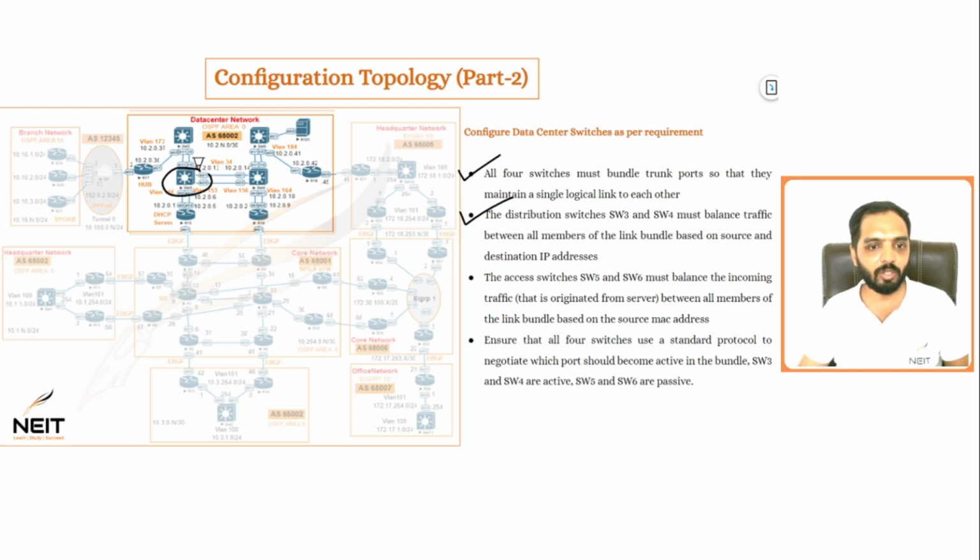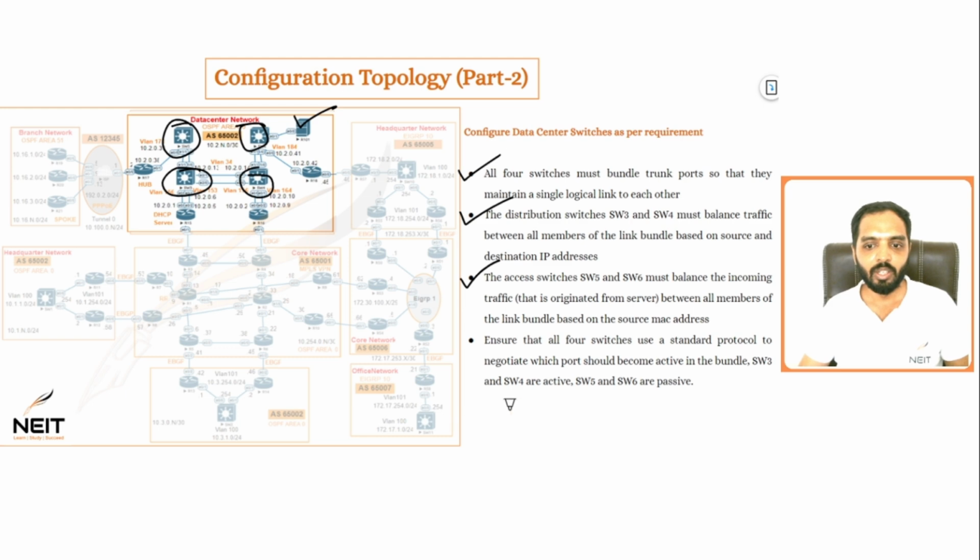So these are my distribution switches, switch 3 and switch 4. Then the access layer switches, switch 5 and switch 6, must balance the incoming traffic that is originated from the server between all the members based on the source MAC address. So these are my access layer switches, switch 5 and switch 6.